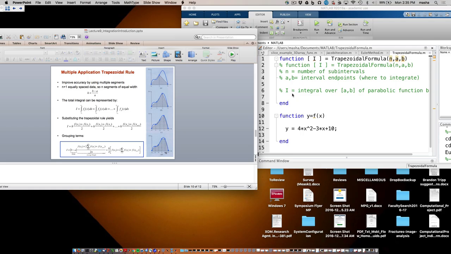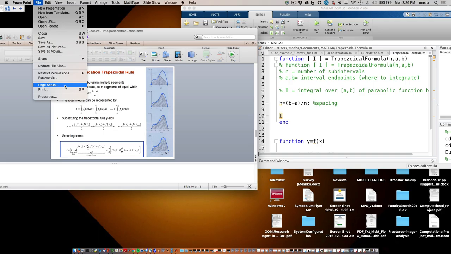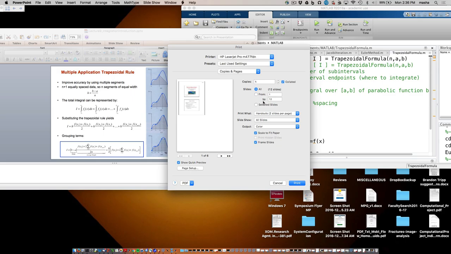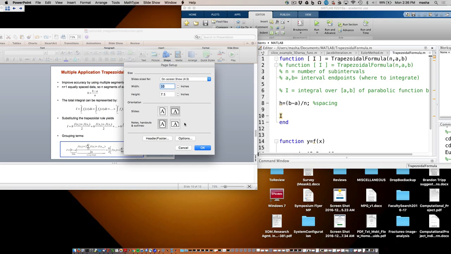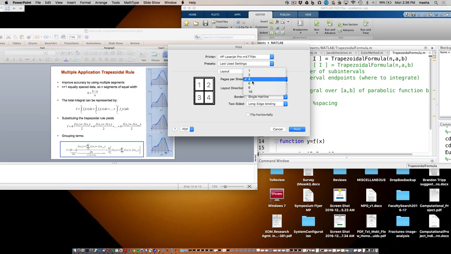So what is your h going to be, or your spacing? B minus a over n. Suggestion, but you can choose a, b. So this is a function that will work for different n's, a's and b's. And this is why it gave me issues with slides, and I don't know why.